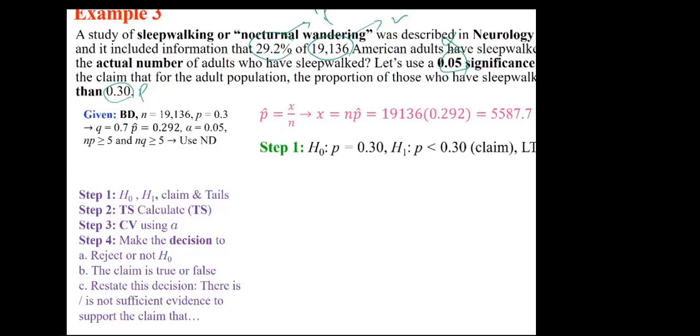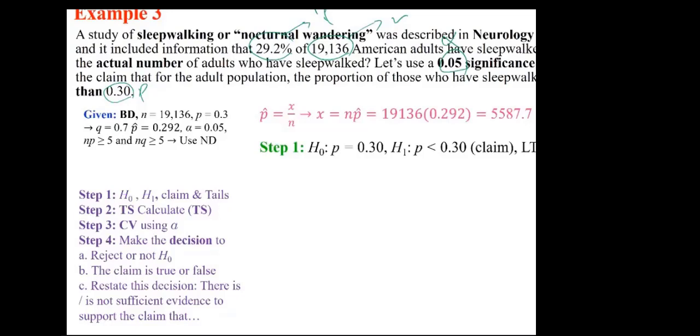Read the question. A 0.05 significance level to test the claim that the adult population, the proportion of those who have sleepwalked is less than 0.3, so that's why. And less means left tail test. The next thing is to use the top formula to come up with test statistic, P hat minus P over the square root of PQ over N.